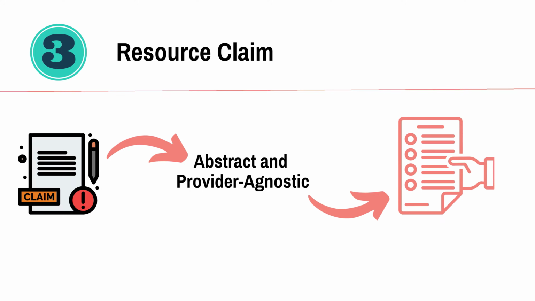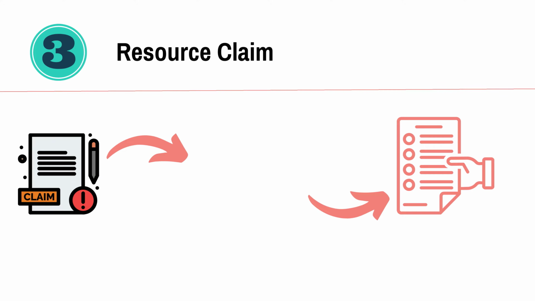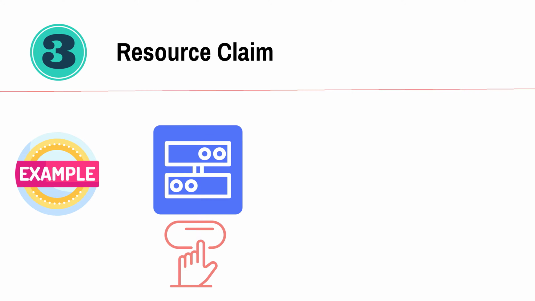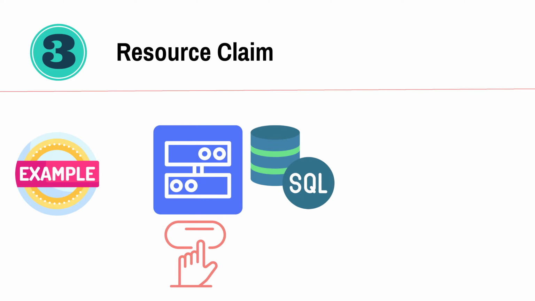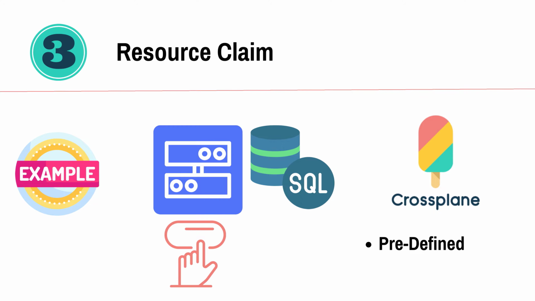Our next feature is resource claim. Resource claims provide an abstract and provider-agnostic way for applications to request resources. For example, instead of requesting an AWS RDS database, you can request a generic SQL database and let Crossplane decide which provider to use based on predefined policies or composition.